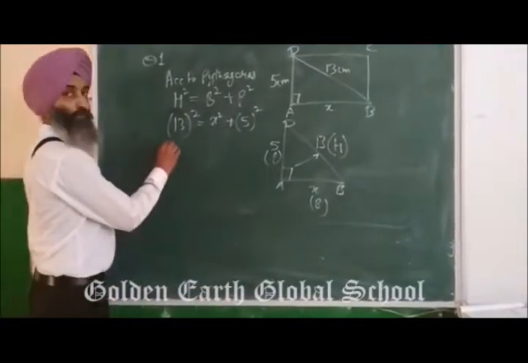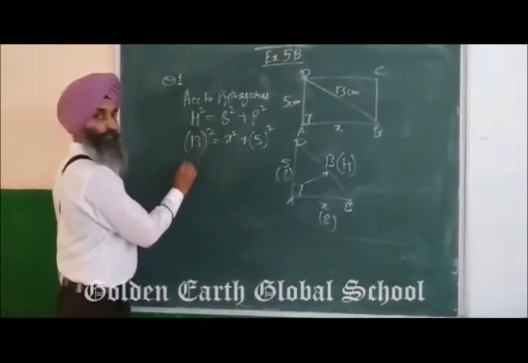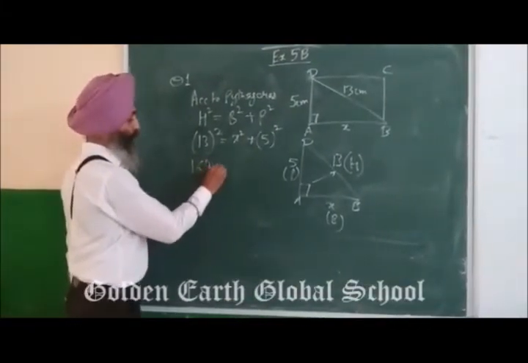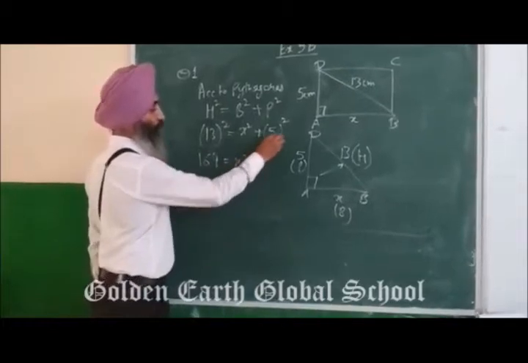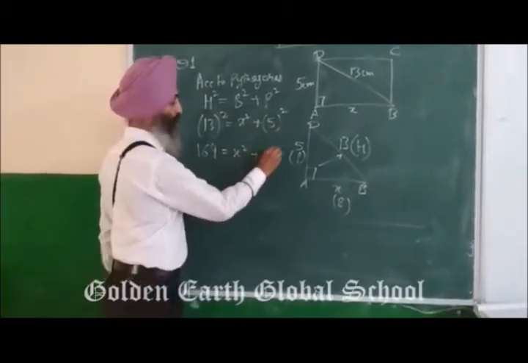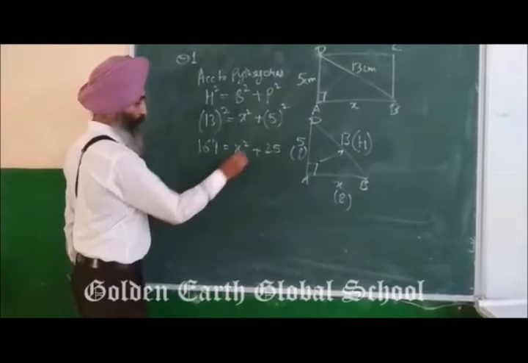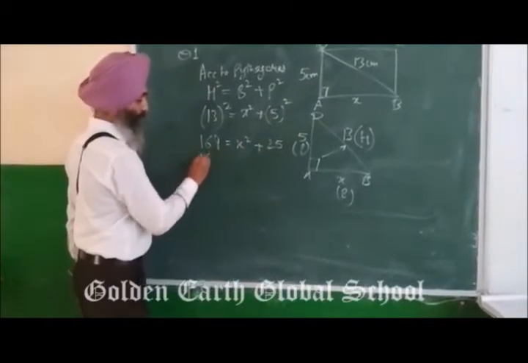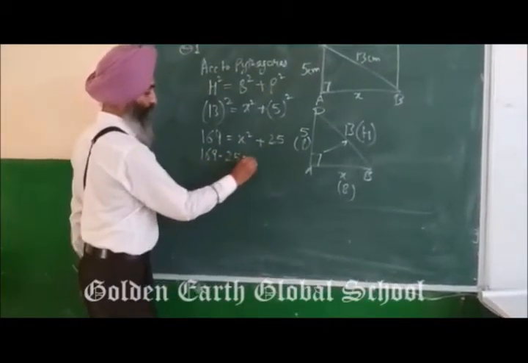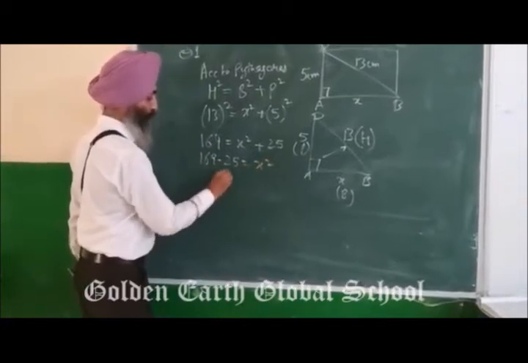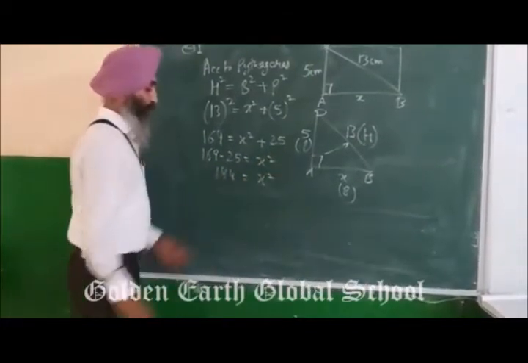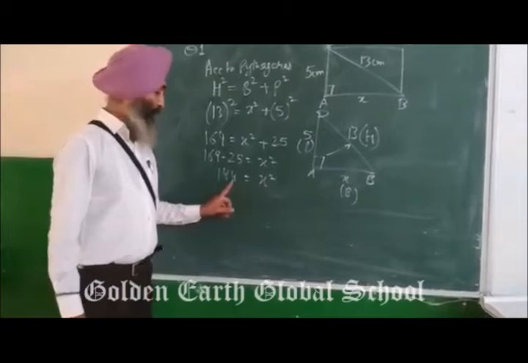Okay, so 13 square is 169, which is equal to x square plus 5 square. 5 square is 5 into 5, so the answer is 25. So to find the value of x square, we have to subtract it from 169. So it is 144.